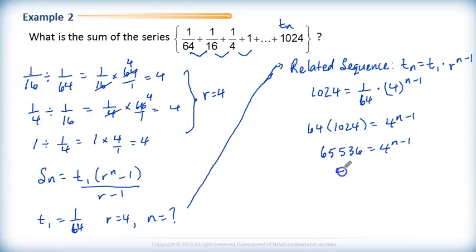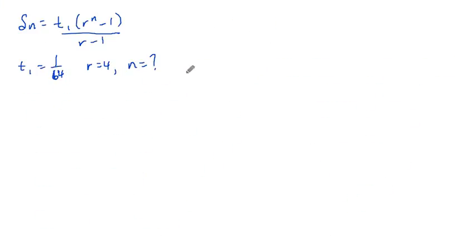A little guess and check with our calculator shows that 65,536 is 4 exponent 8. So we've got 4 exponent 8 equals 4 to the n minus 1. n must be 9. We just cross off those bases, make the exponents equal, and we get 9 equals n. We now have everything needed for our series formula. We figured out that n is 9. So substitute everything in. We're finding the sum of the first 9 terms.